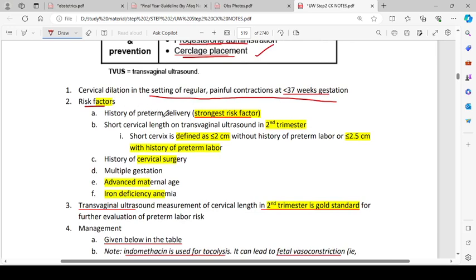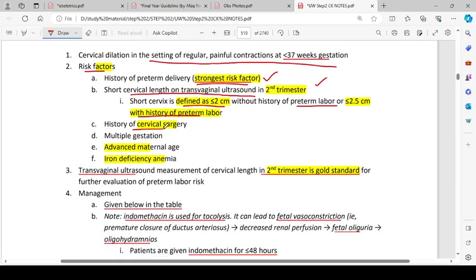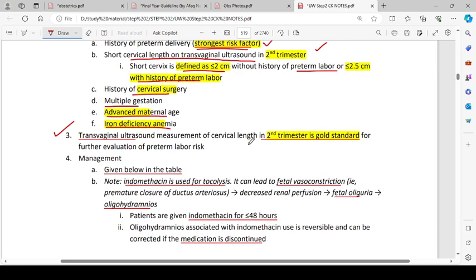The risk factors are history of preterm delivery, which is the strongest risk factor, short cervical length on transvaginal ultrasound in second trimester, short cervix is identified at less than 2 cm without history of preterm labor or less than 2.5 cm with a history of preterm labor, history of cervical surgery, multiple gestation, advanced maternal age, and iron deficiency anemia.